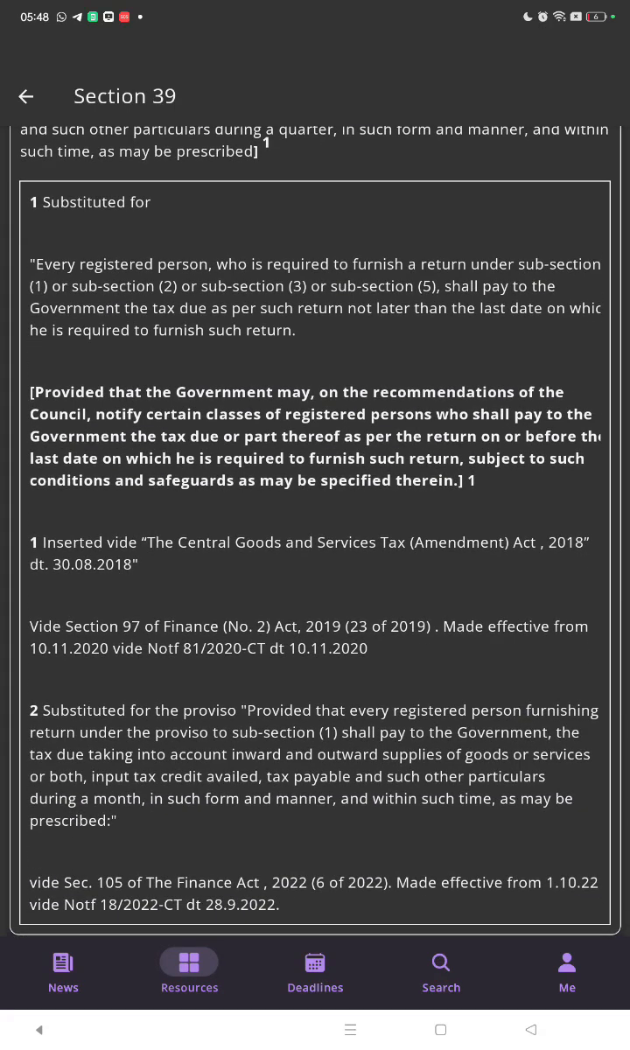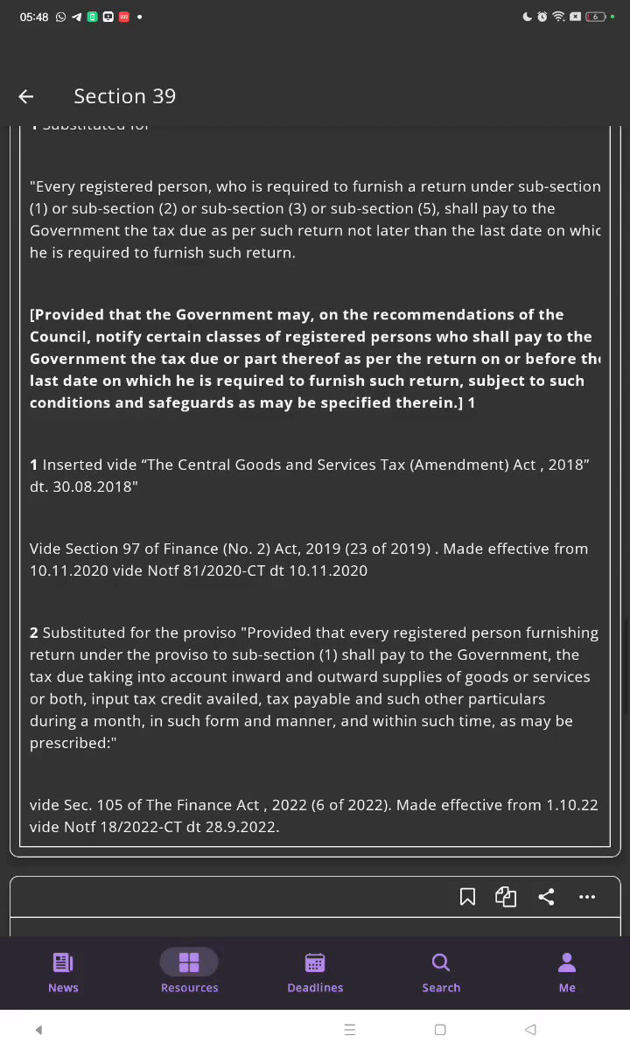Substituted text: every registered person who is required to furnish a return under subsection 1 or subsection 2 or subsection 3 or subsection 5 shall pay to the government the tax due as per such return not later than the last date on which he is required to furnish such return, provided that the government may, on the recommendations of the Council, notify certain classes of registered persons who shall pay to the government the tax due or a part thereof as per the return before the last date on which he is required to furnish such return, subject to such conditions and safeguards as may be prescribed.